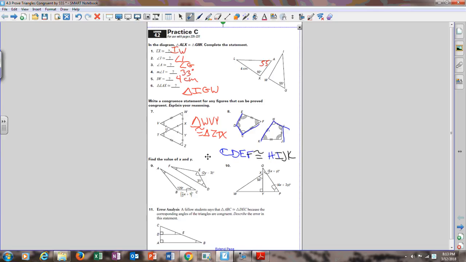Okay, find the value of X and Y. So here, we see that C is the same as D, so that would give us 1/2 X plus 1 is equal to 31 degrees. So, start by subtracting 1. I'll write it down here. You get 1/2 X equals 30. Divide by 1/2 or multiply by 2. You get X equals 60.